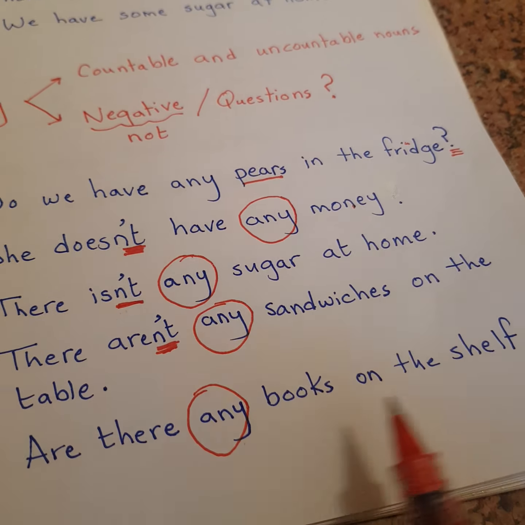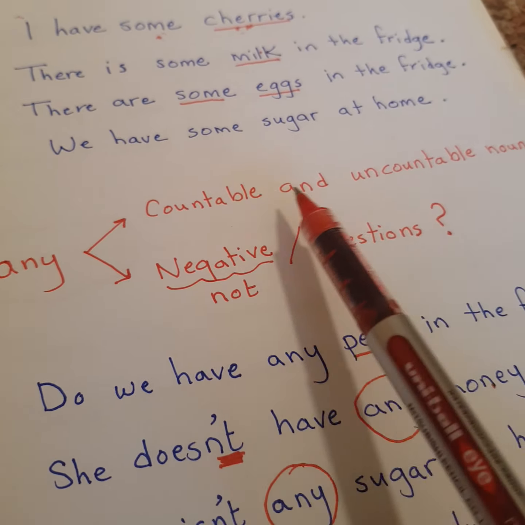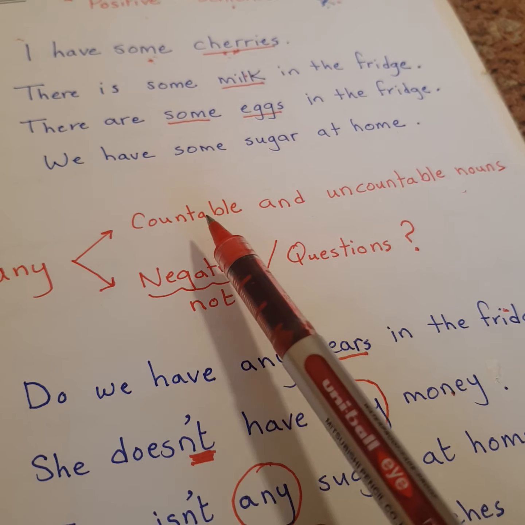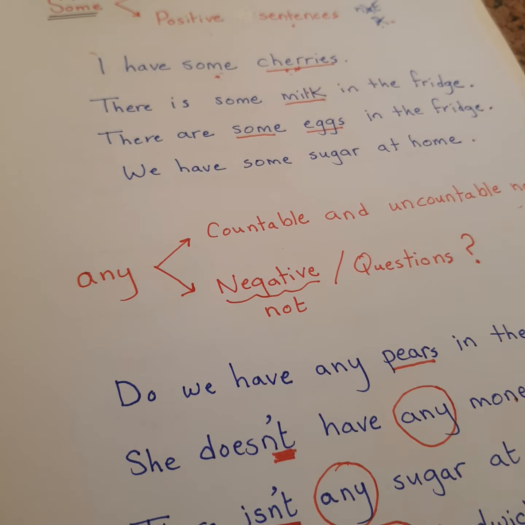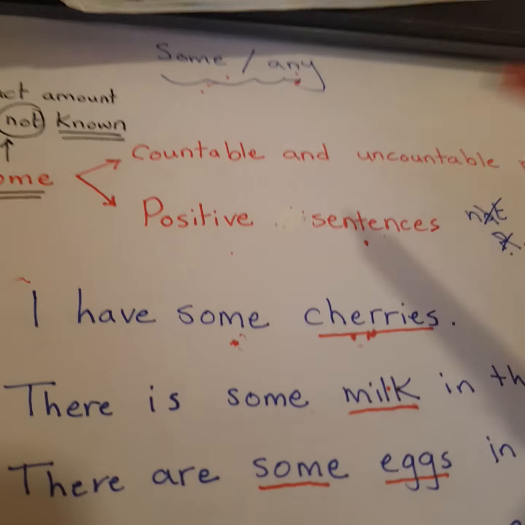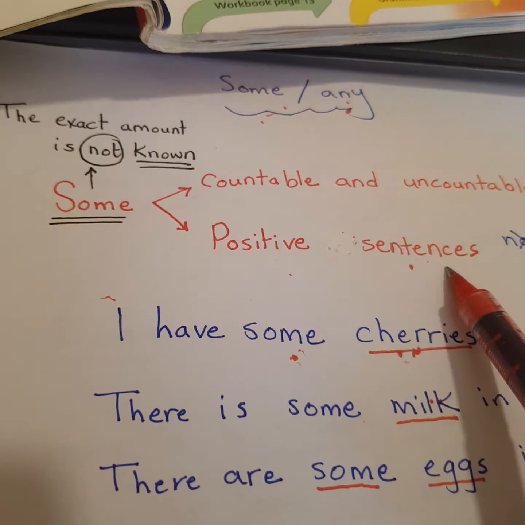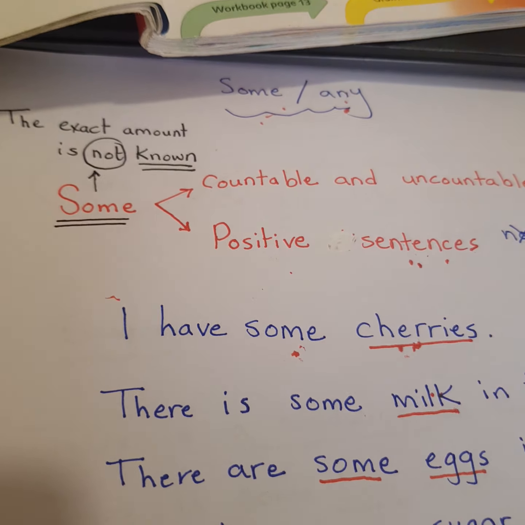Okay, so we use any with countable and uncountable nouns, الأسماء المعدودة وغير المعدودة, and we also use it in negative and questions. And some, we use it with positive sentences.